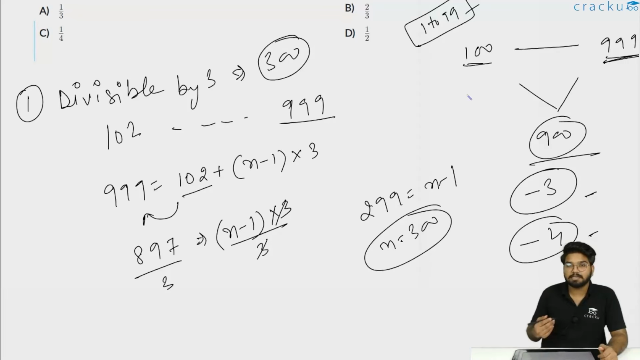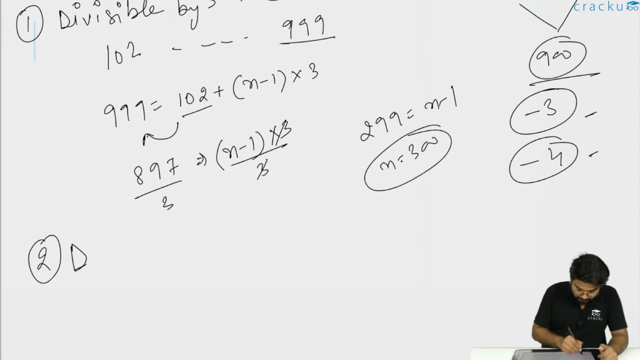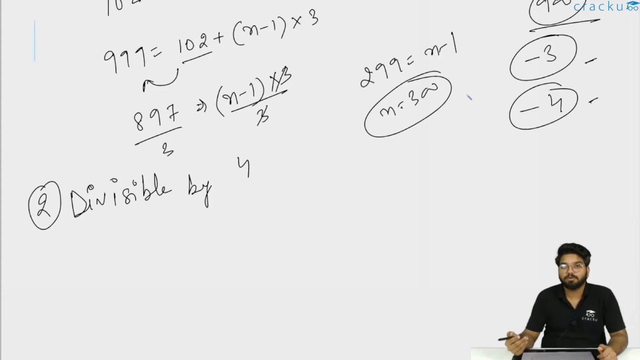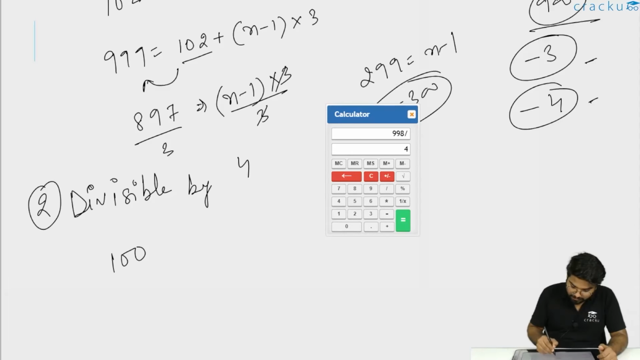Similarly, we can find the number of terms which are divisible by 4. Now again, the first number which is divisible by 4, the 3-digit number starts from 100, and 100 is also divisible by 4. So the first number is 100 only. What is the last number which is divisible by 4? Now 999 is an odd number. It cannot be divided by 4. Let's check 998 divided by 4?